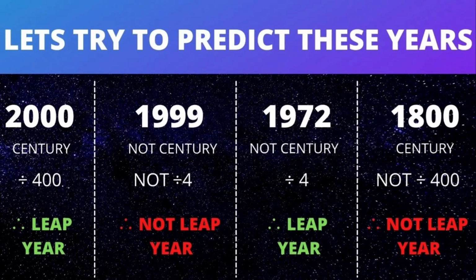So, now let's try to predict whether the following years are leap years or not. The year 2000 is a century year. So, check for divisibility by 400. As 2000 is divisible by 400, it is a leap year. Similarly, try to understand the others too. Check if it is a century year and accordingly check for divisibility by 4 or 400.